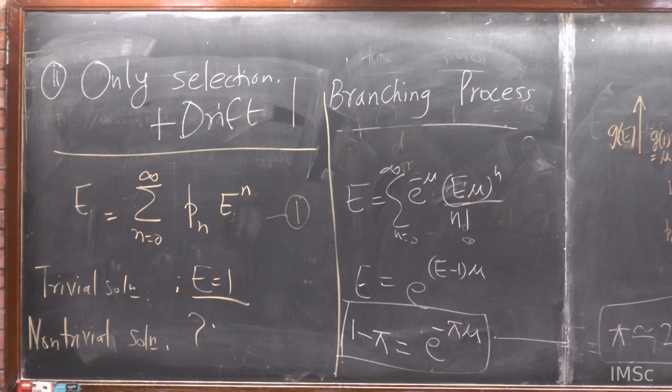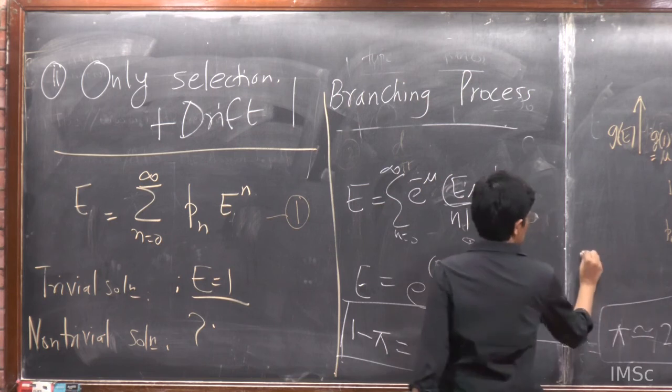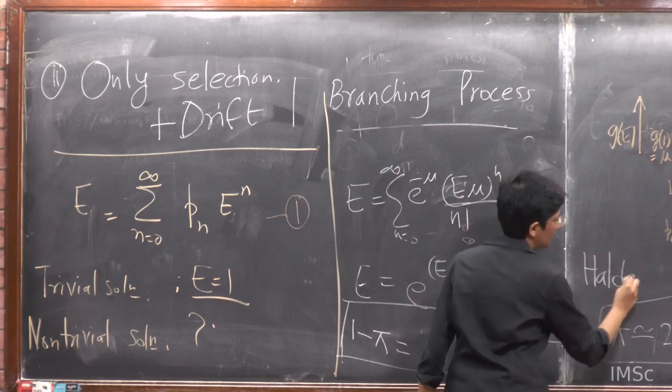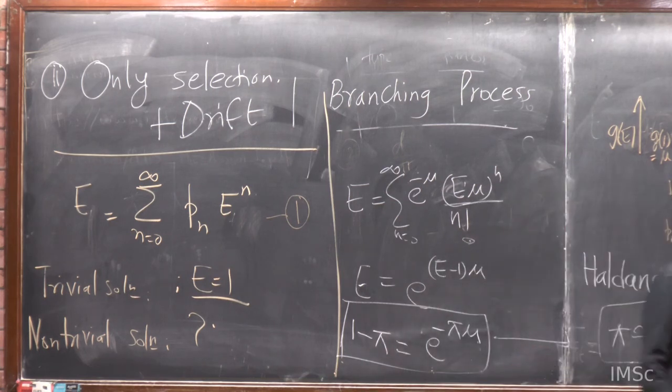So if mu is 1 plus s, pi is equal to 2s. This is a very famous result. It was obtained by this person called Haldane. He spent many years in India, near Bhubaneswar, I think. So this is the famous result by Haldane, 1920 something.